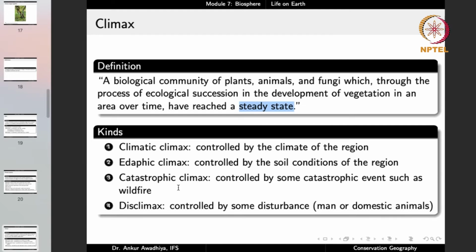We also have catastrophic climaxes, which are controlled by some catastrophic events such as wildfires. And we also have dysclimaxes, which are controlled by disturbances such as man or domestic animals.